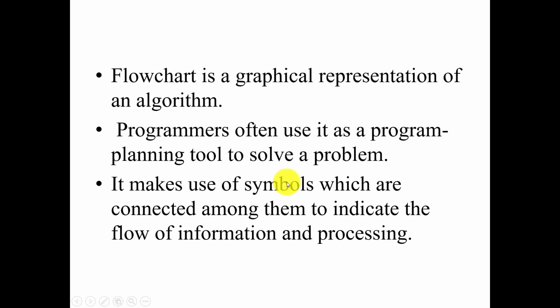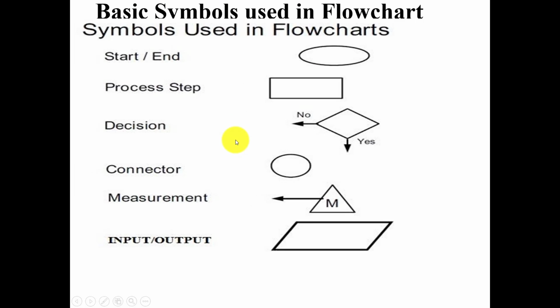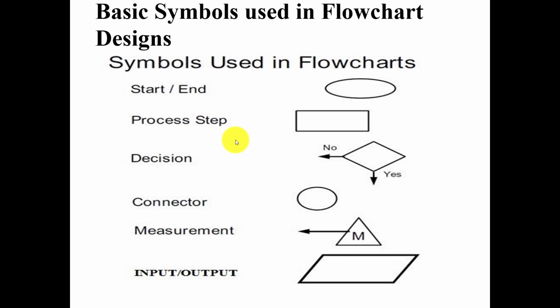Now it makes use of symbols or tools which are connected among them to indicate the flow of information and processing. In a flowchart we indicate the exact flow of information graphically. Now let's understand what the basic symbols used in flowchart design are. The first symbol is the start and end, also called the terminal.